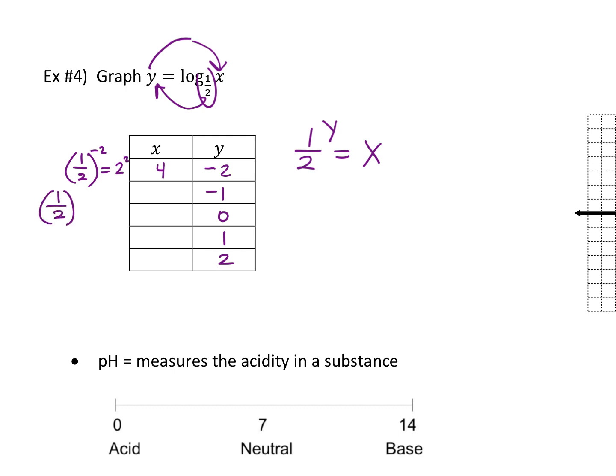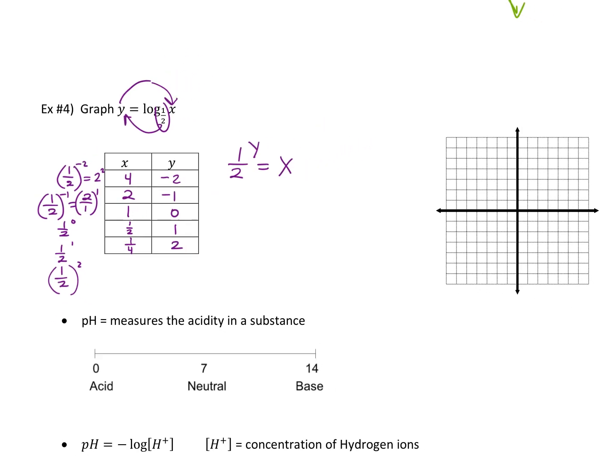1/2 to the negative first power is 2, right? Flip it over, 2 over 1 to the first power is 2. 1/2 to the 0 power is 1. 1/2 to the first power is 1/2. And then 1/2 to the second power is 1/4. Does that make sense? Make sure you're squaring top and bottom when you square a fraction. Okay, so you have that.